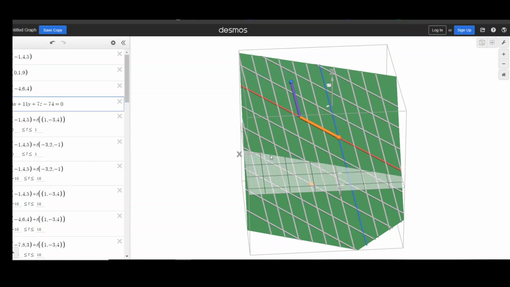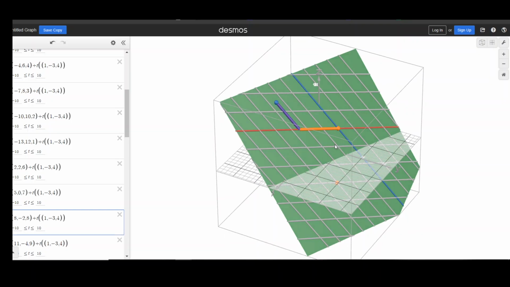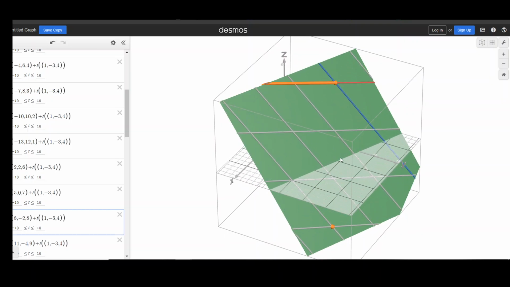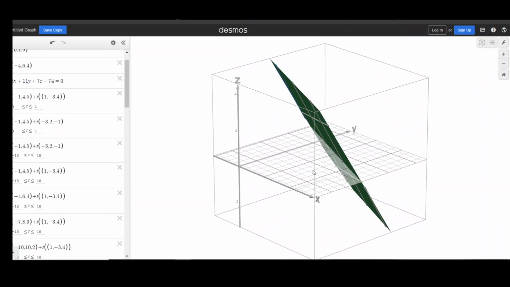Ooh, there we go. Isn't that fancy? Okay, so I have not chosen which one I want to do. But my last challenge, okay.